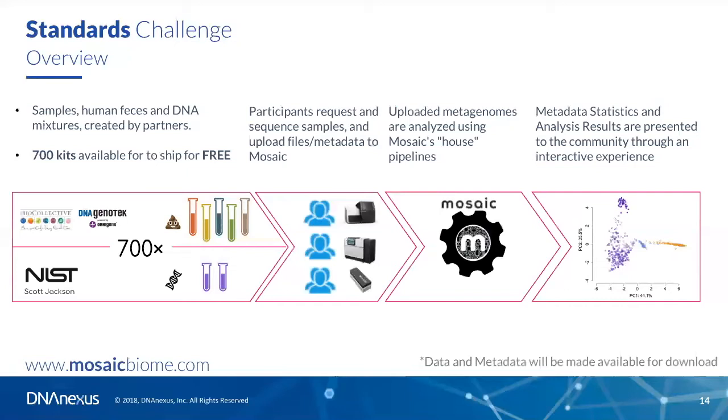What we have done is collaborate with the BioCollective, DNA Genotech, and the Janssen Human Microbiome Institute to create 700 kits that are available to ship for free to anybody who requests them. These kits contain 5 real stool samples. And also, we're excited to have Scott Jackson from NIST participate as a collaborator, and he's providing us with 2 mixtures of DNA extracted from bacteria at known stoichiometries. So if you order these kits, you'll get 7 tubes that contain these samples.